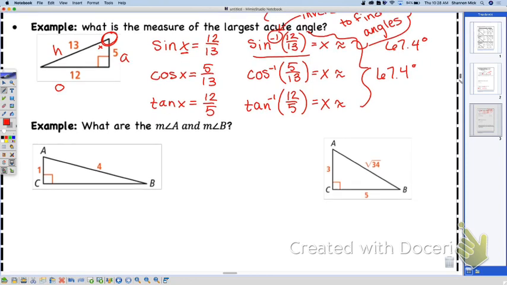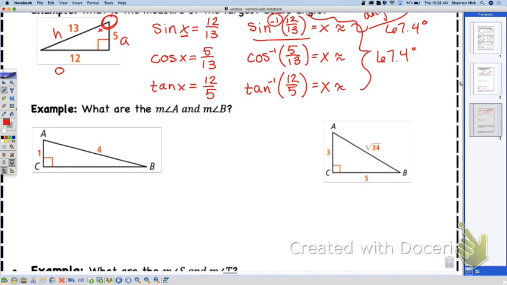And remember, we use inverse when we're looking for an angle, yes? So you will set it up like this, and then your second step will be like that. So we want the measure of A and B. A and B added together should always equal what?